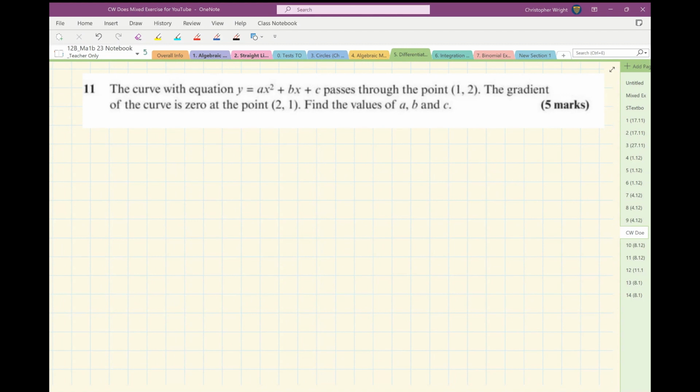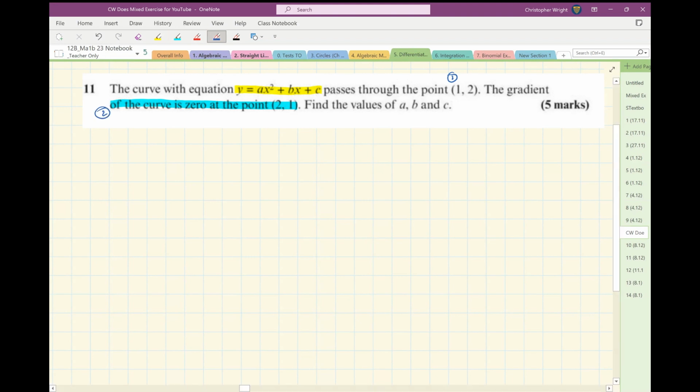Question 11. Right, I've got a curve with this equation here, and I'm told that the curve, first of all, passes through the point (1, 2). And then I'm told that the gradient of the curve is 0 at the point (2, 1). So that's a second piece of information.